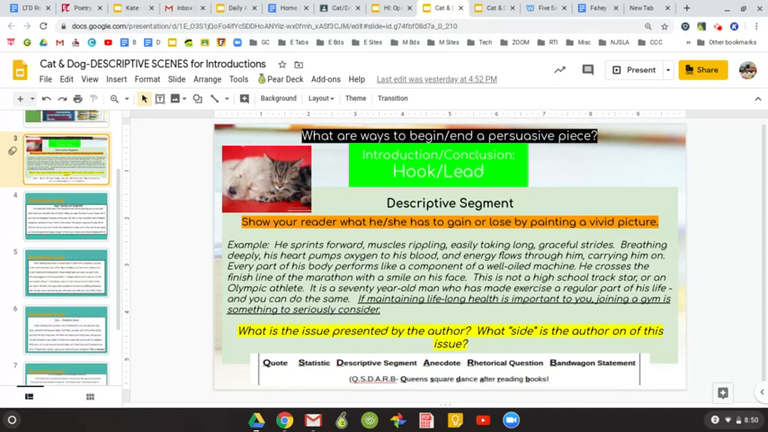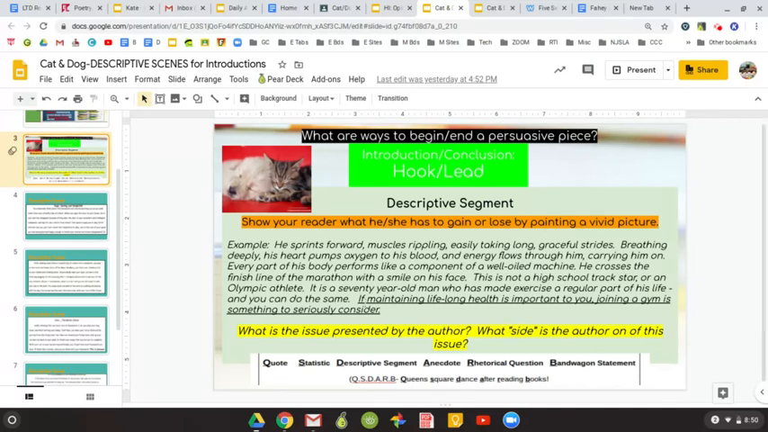This is not a high school track star or an Olympic athlete. It is a 70-year-old man who has made exercise a regular part of his life, and you can do the same. And if maintaining lifelong health is important to you, joining a gym is something to seriously consider.